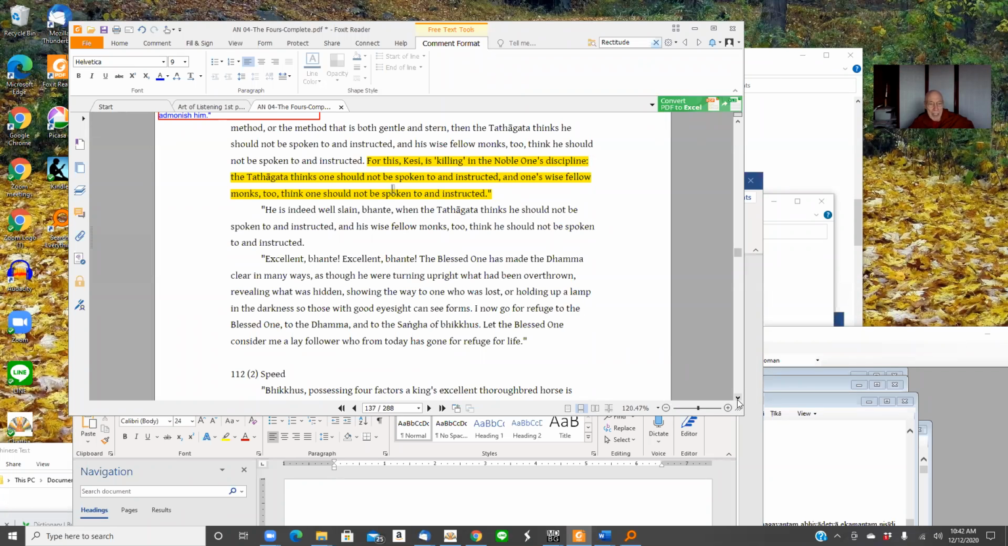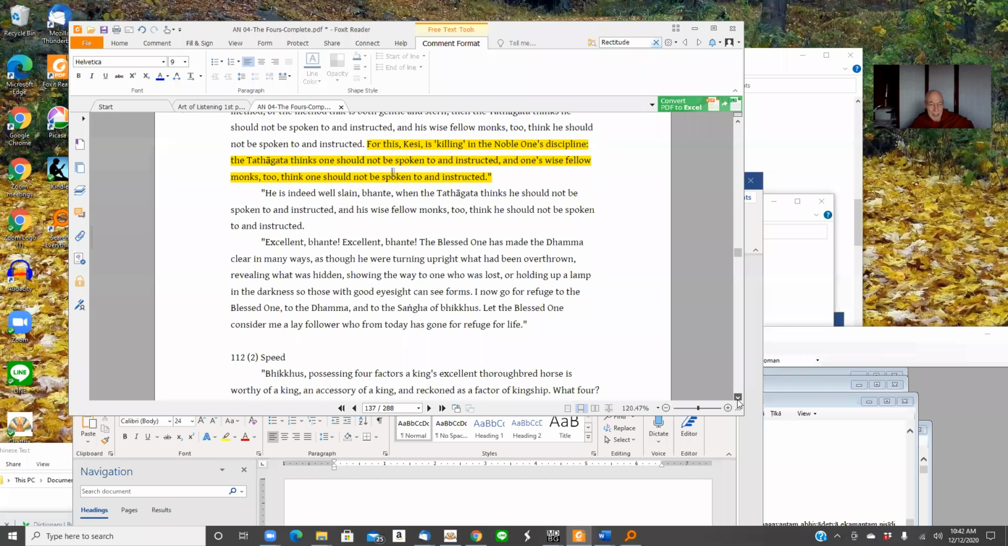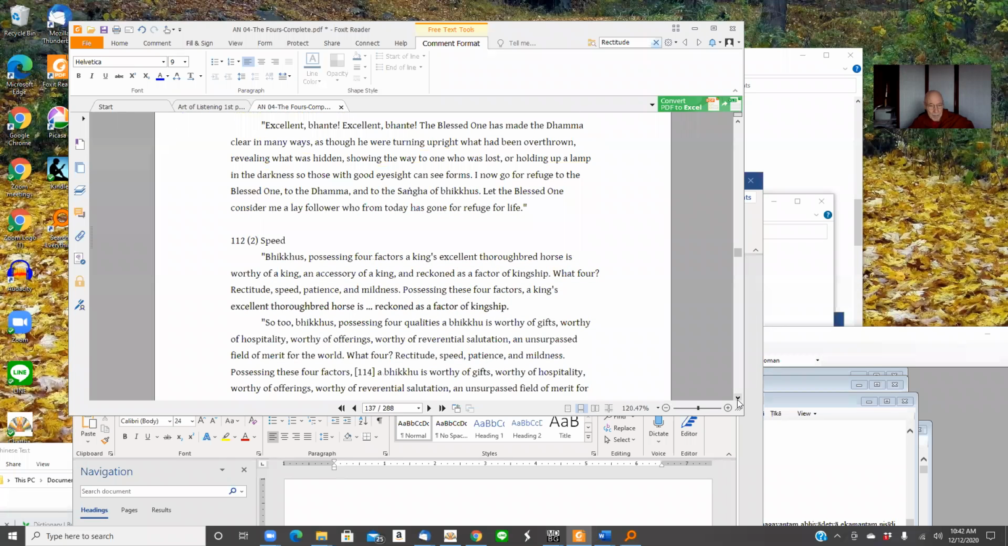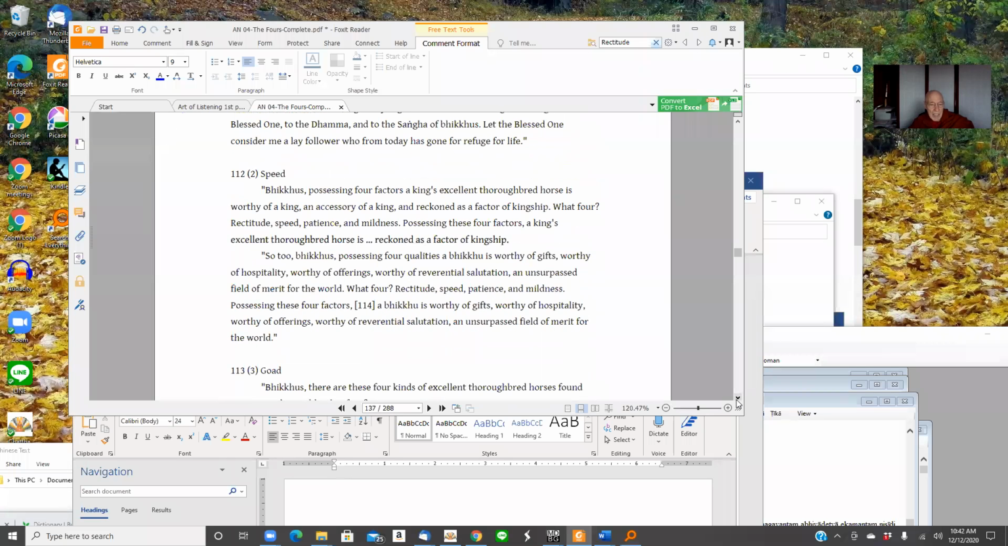Okay, let us move on. We'll take a few suttas, then we'll take questions. This is a short and simple sutta. Here the Buddha speaks about the 4 qualities of a king's thoroughbred horse, which make that horse worthy of the king, worthy to be considered a factor of kingship.